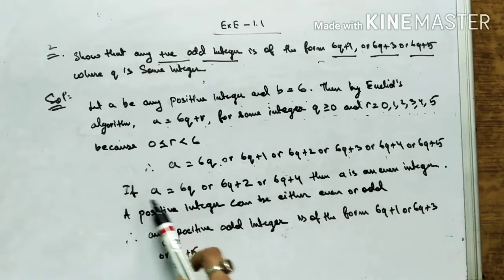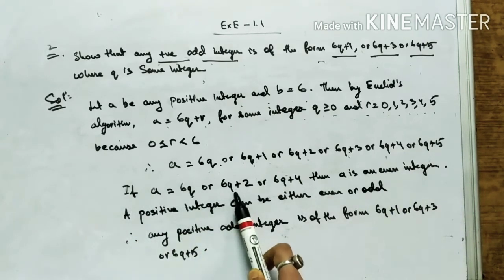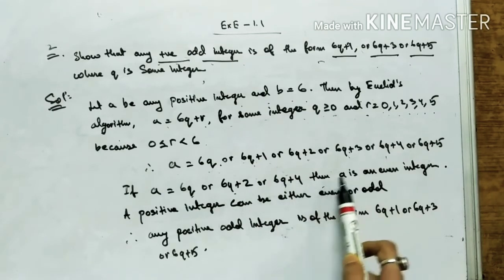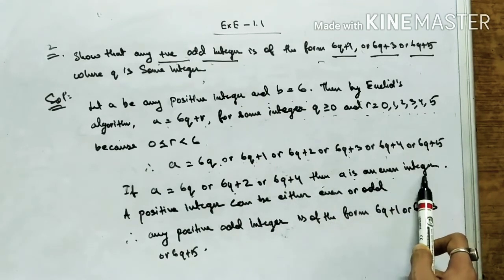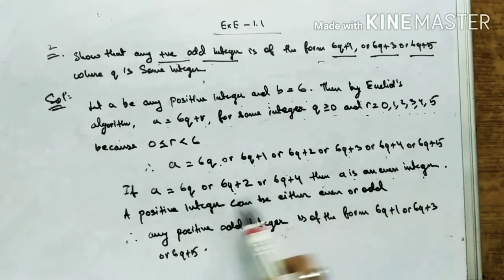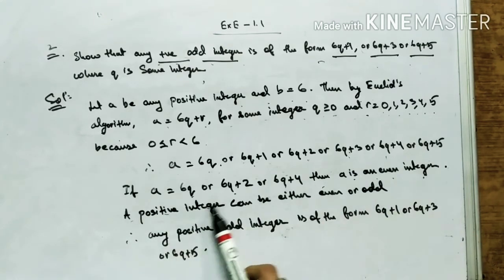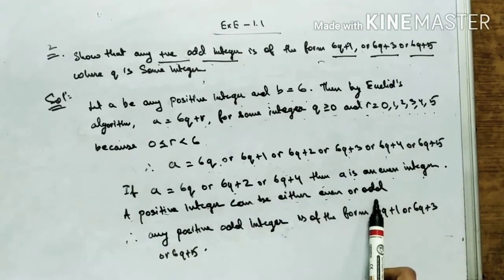Now if a is 6q, or 6q plus 2, or 6q plus 4, then a is an even integer. Understand, a is an even integer. So next, a positive integer can be either even or odd. Yes, a positive integer can be either even or odd. Therefore, any positive odd integer is of the form 6q plus 1, or 6q plus 3, or 6q plus 5.